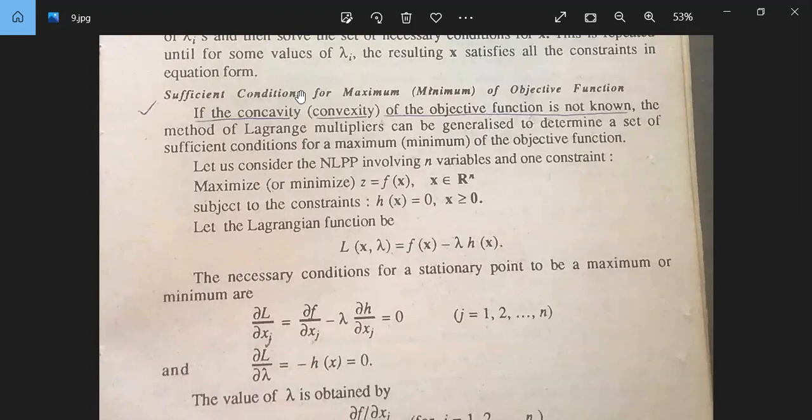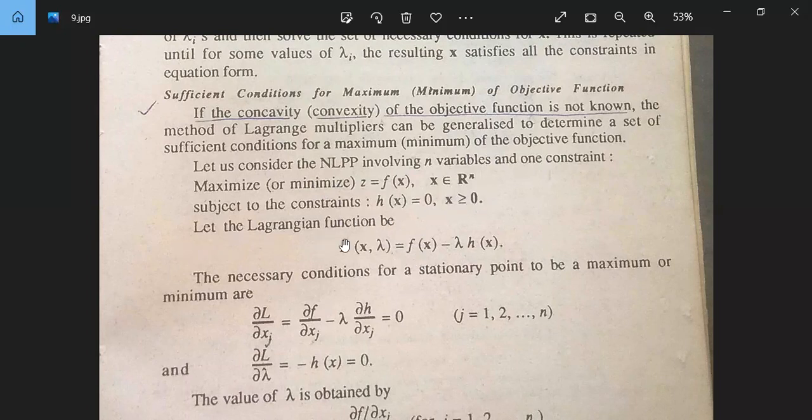नेक्स्ट है सफिशिएंट कंडीशन for maximum or minimum of objective function. If the concavity or convexity of the objective function is not known, नहीं पता है, the method of Lagrangian multiplier can be utilized to determine a set of sufficient conditions for a maximum or minimum of the objective function. Let us consider the NLPP involving n variables and one constraint. Maximize or minimize z equal to f(x) in Rn subject to the constraints h(x) = 0, x greater than equal to 0.